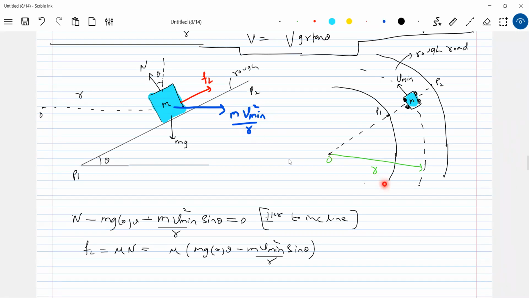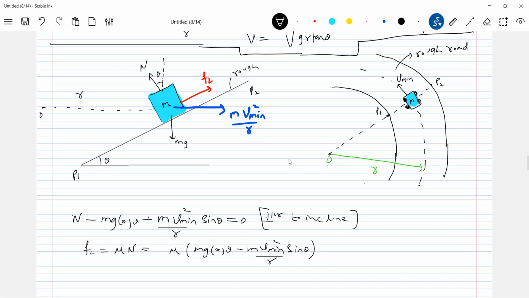Or if you are somewhere here on the road, you should not show this pseudo force. What you should write is N sin theta minus FL cos theta equal to mv minimum square by r. Are you getting the idea now? So let me just write the equation.